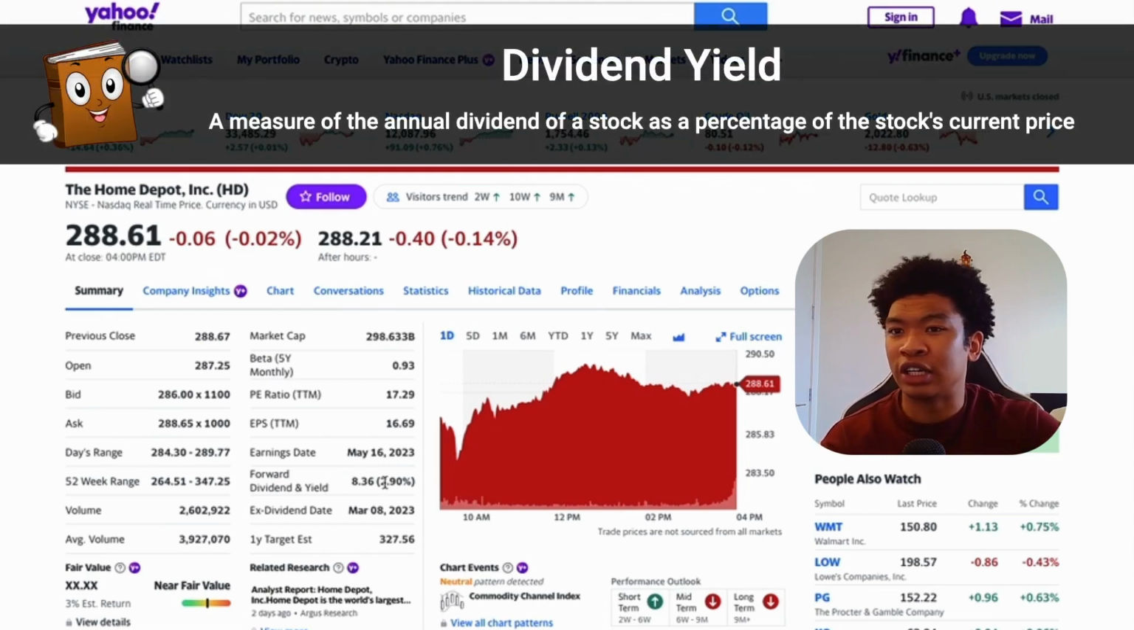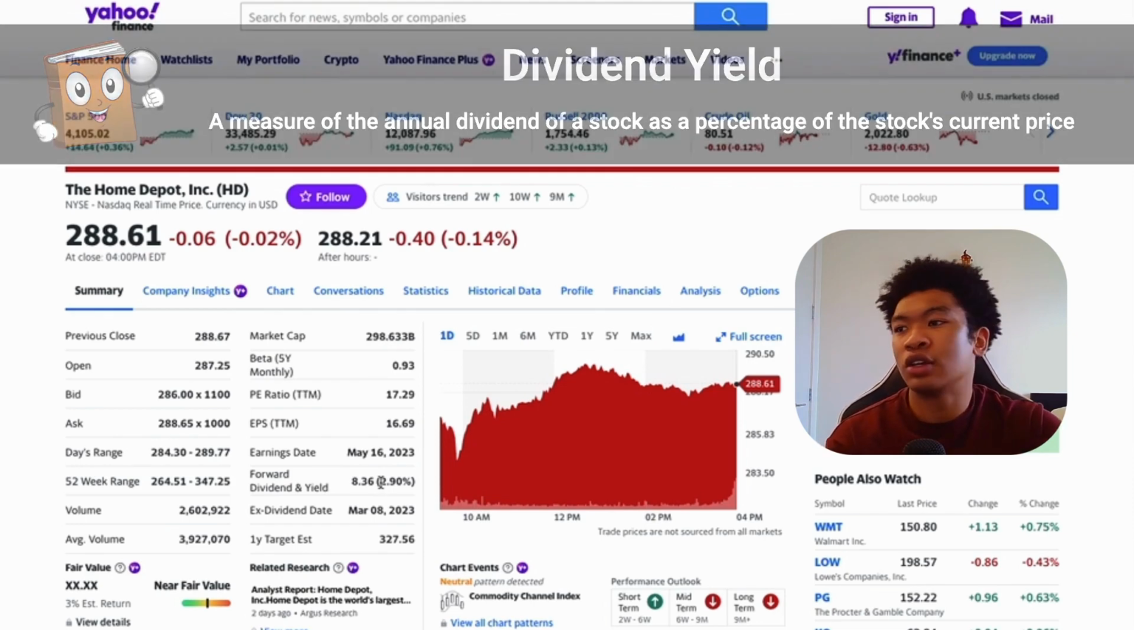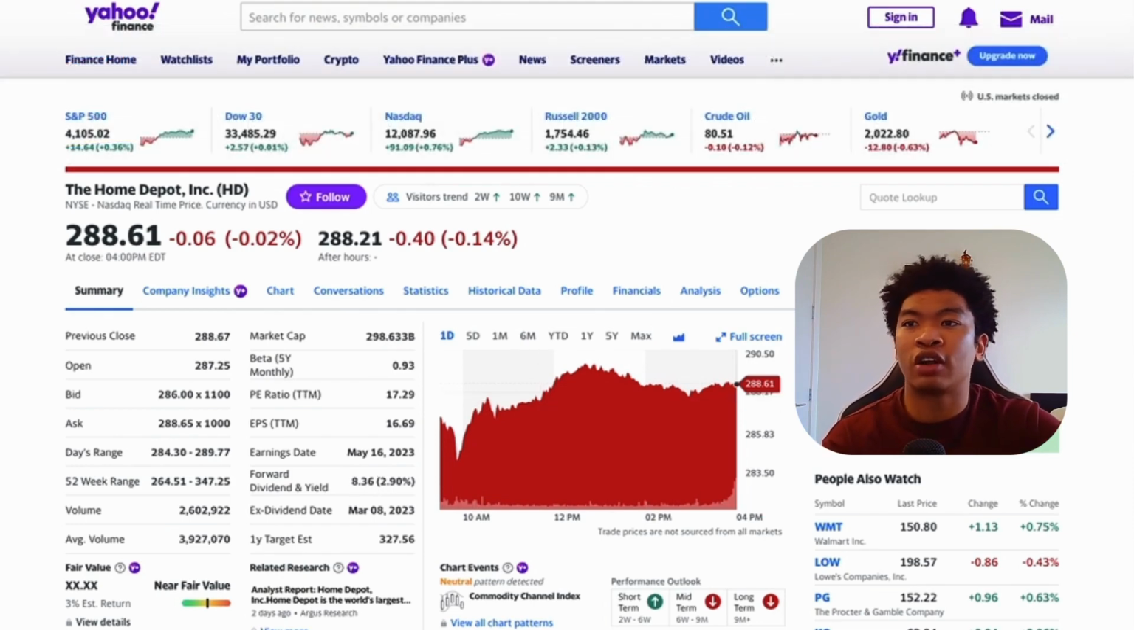And the yield here is just the percentage of the dividend relative to the current stock price. So if I owned one share of Home Depot, then I would expect to earn about $8.36 in dividends over the next year while I held the stock. The yield will let me easily calculate this based on the value of my investment in the stock. Like, for example, if I owned $100 worth of Home Depot stock, I would expect to earn about 2.9% of that in dividends over the next year, or $2.90.